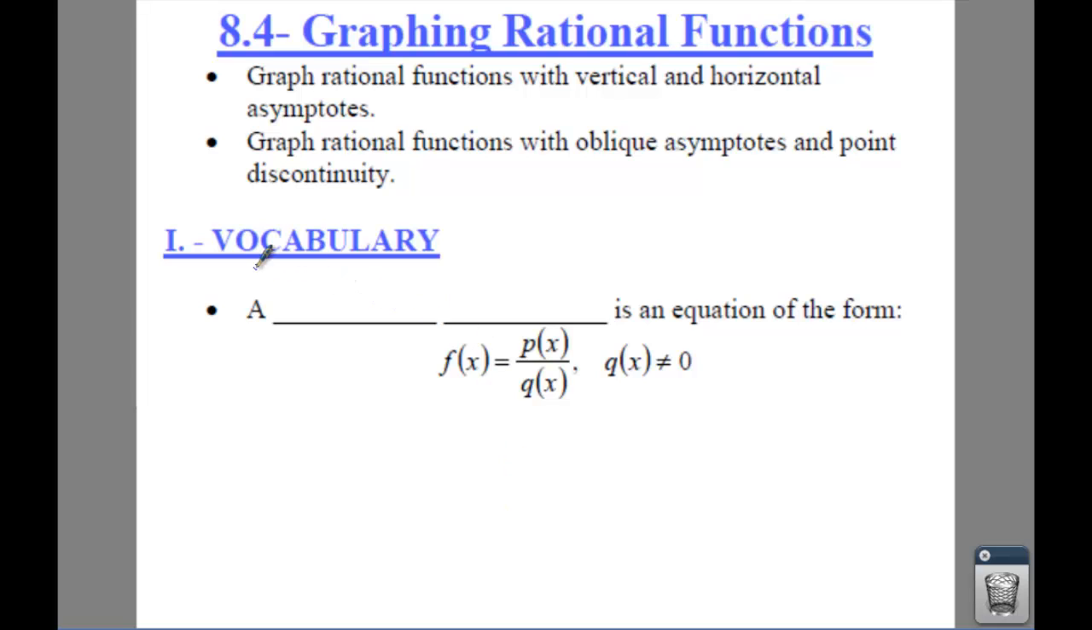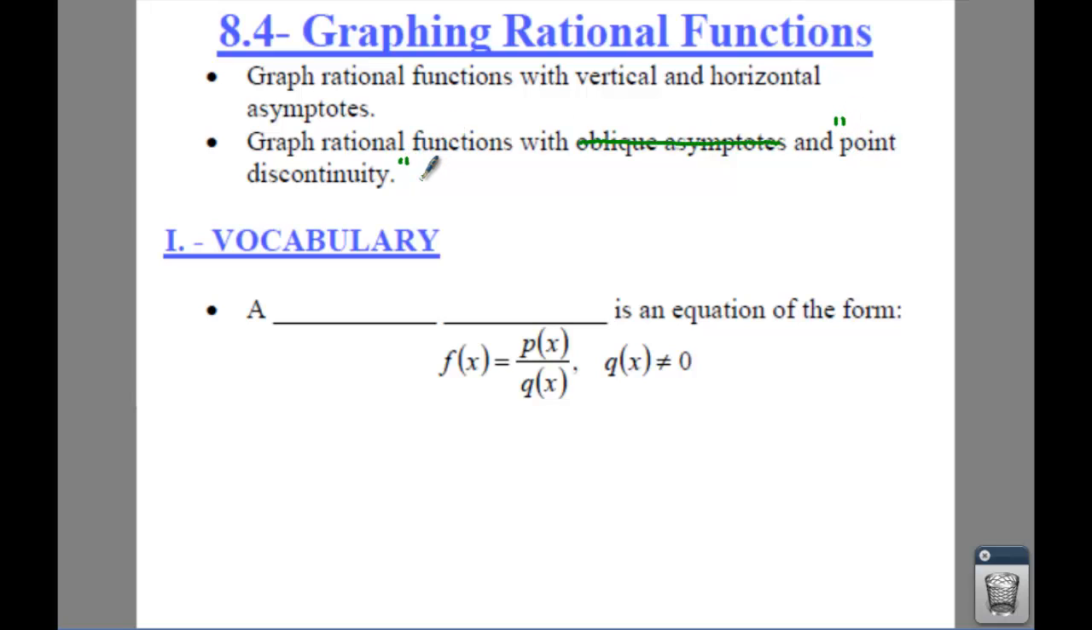Alright. Here we are in 8-4. Such a lovely time we will have here. In this section, we're going to graph rational functions with vertical and horizontal asymptotes. And then we're also going to graph some rational functions with oblique asymptotes and points of discontinuity. Well, I hate to ruin your day, but we're actually not going to be graphing anything with oblique asymptotes. So we're just going to find points of discontinuity.